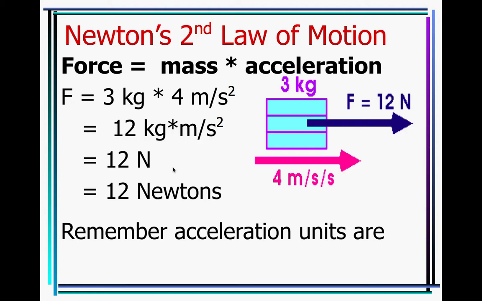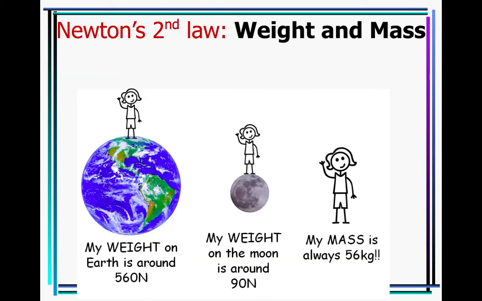Acceleration units, remember, are meters per second squared or meters per second per second. All right, so next, we have to make sure, and I already had mentioned this before, we sometimes use these wrong, okay? But there is a difference between weight and mass, okay?